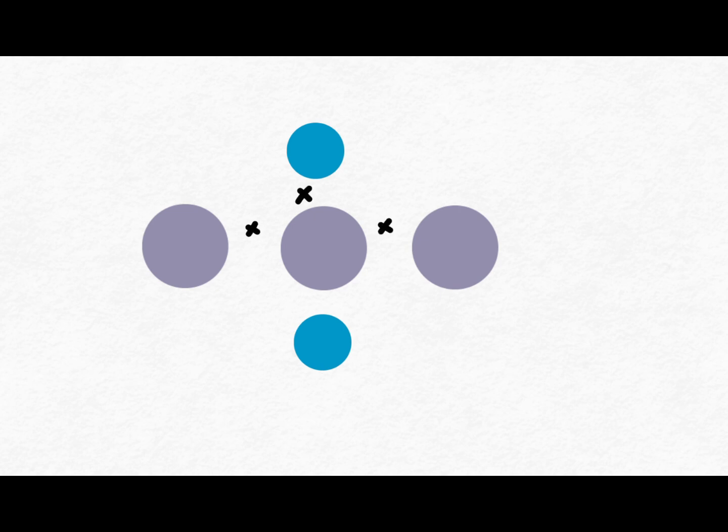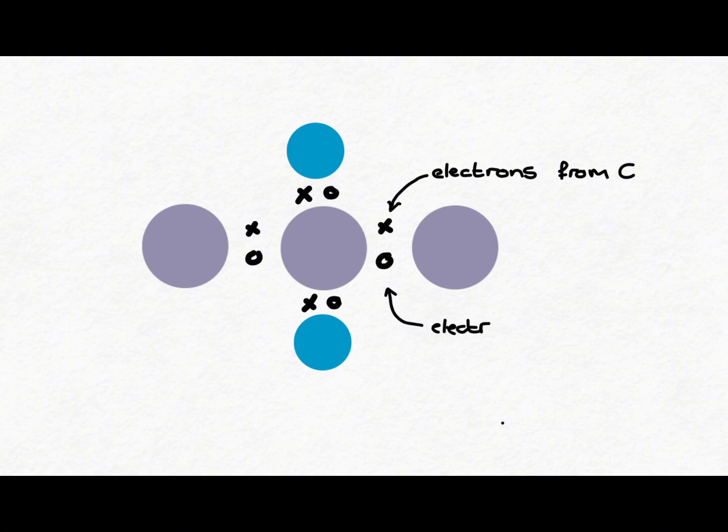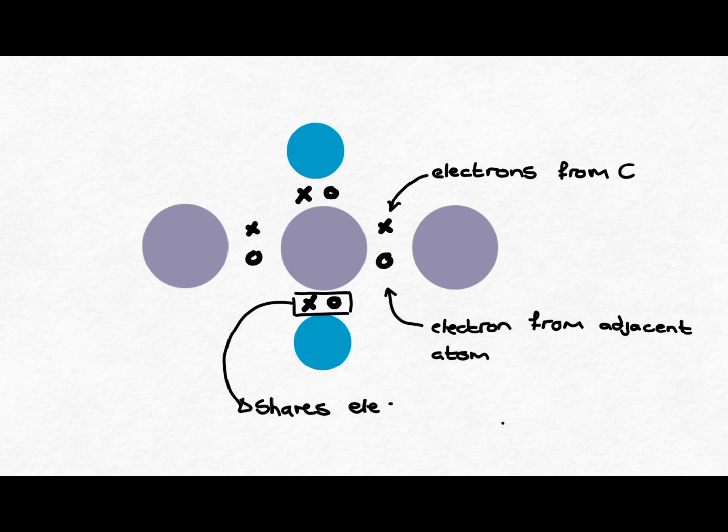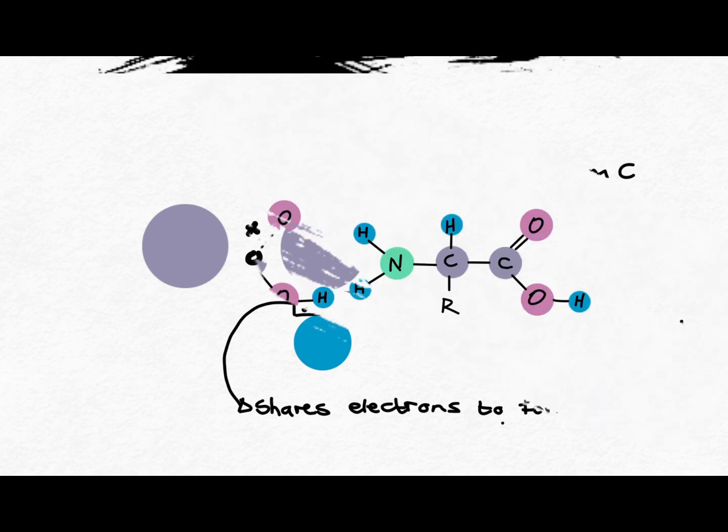Carbon has 4 electrons in its outer shell. This is represented by the little crosses. The adjacent atoms will also give an electron to be shared between themselves and the carbon. This is represented by the tiny little circles. So when 2 electrons are between the 2 atoms, they share these electrons between them, and this will create the bond that keeps the atoms together.